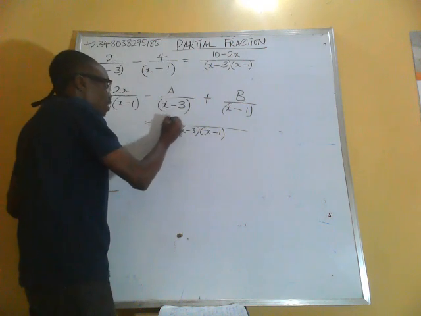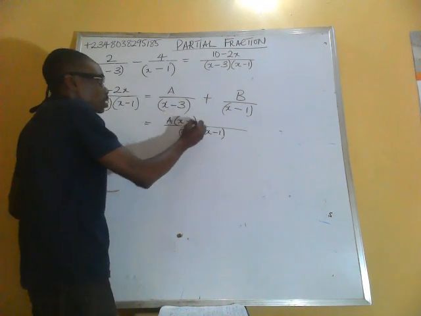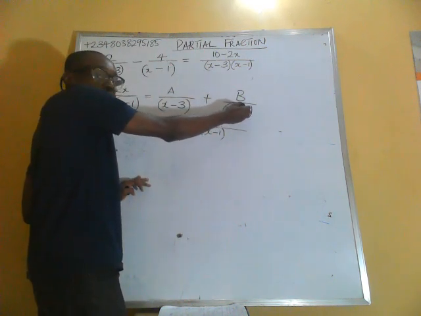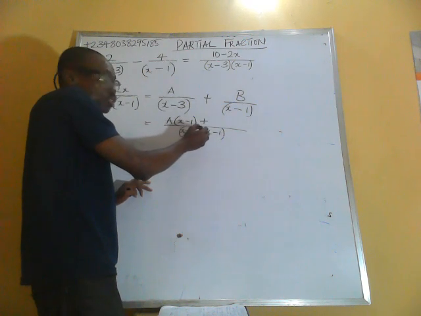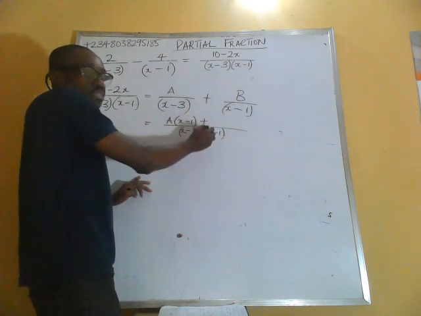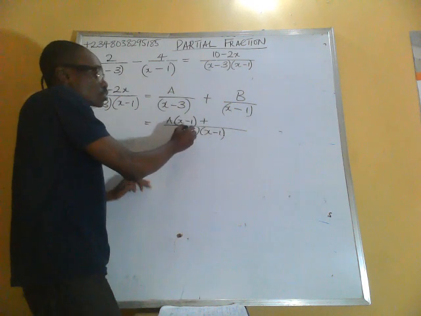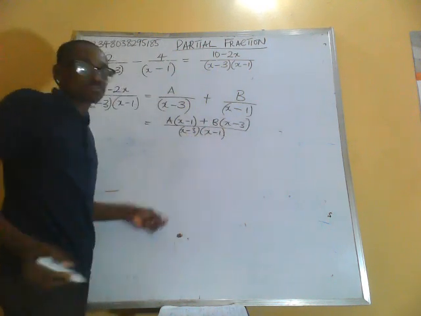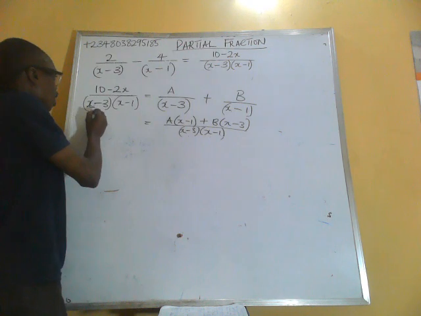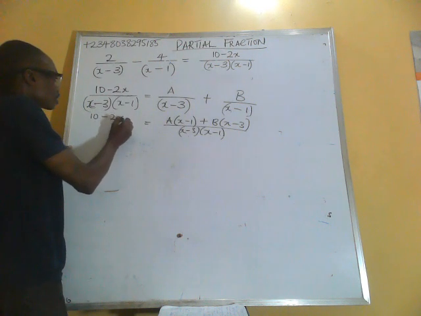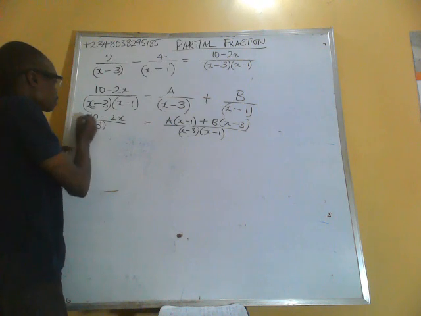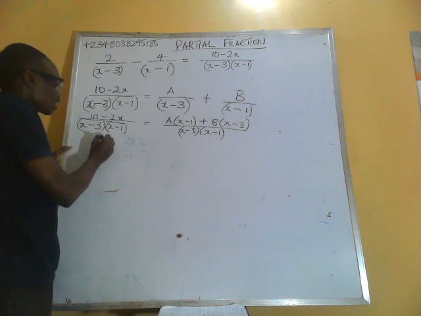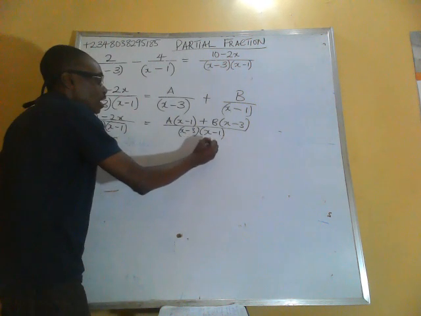You now have A times x minus 1. Then plus, for the B side, you're going to have x minus 1 in the LCM, which is x minus 3 into x minus 1. X minus 1 will cancel x minus 1. So you are left with x minus 3. So this becomes B into x minus 3. Okay. So you have 10 minus 2x all over x minus 3 into x minus 1. So this is the left hand side and this is your right hand side.